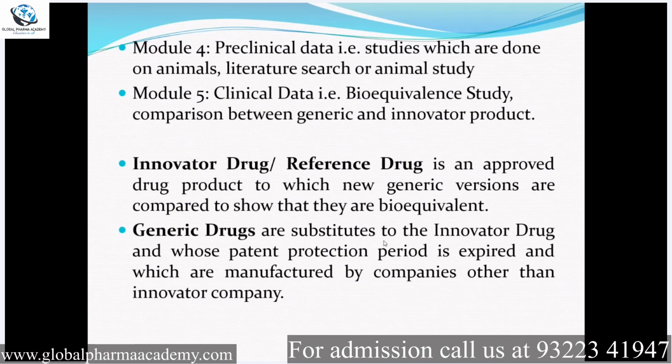An innovator drug is also the first product introduced in the market. The product which is first introduced in a market is called an innovator drug. When the innovator drug is introduced in the market, there is no similar version of that drug in that market. Then, generic drugs are substitutes to the innovator drug, whose patent protection period has expired and which are manufactured by companies other than the innovator company. Generic drug means a copy of the innovator product, that is, its substitutes, which we call generic products.